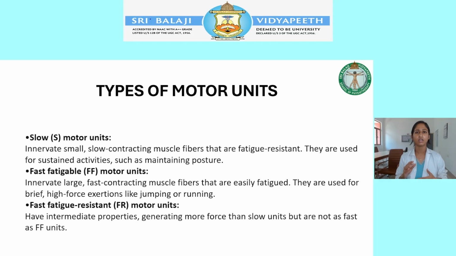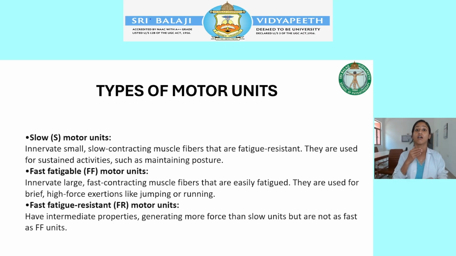Okay. What are the types of motor units? There are three types. One is slow motor units. Next is fast fatigable motor units, and the third is fast fatigue resistant motor units. So what are slow motor units? They innervate small, slow contracting muscles, and they are fatigue resistant. They are usually used for sustained activities, like maintaining a posture. This is the slow motor unit.